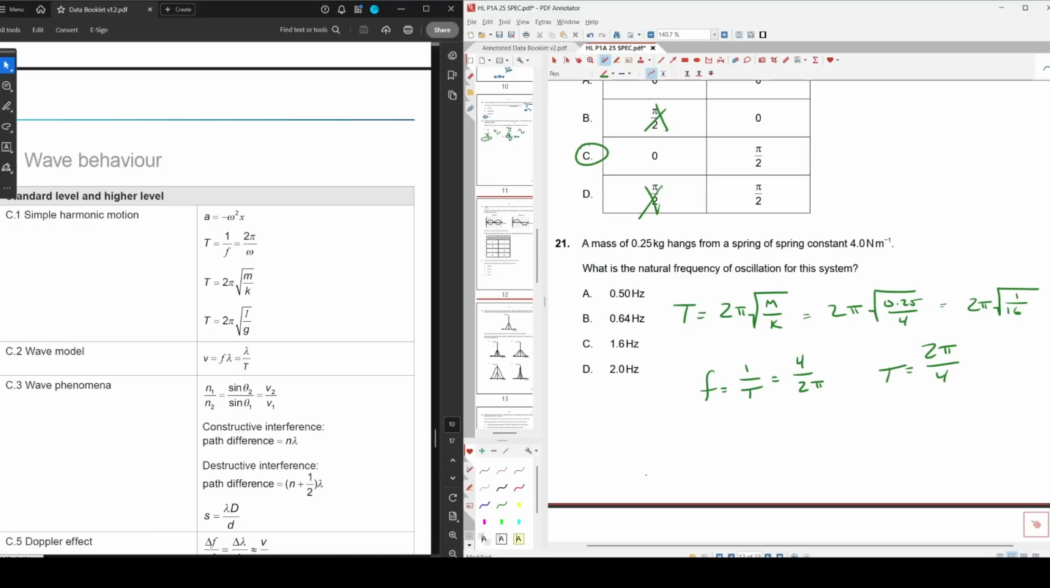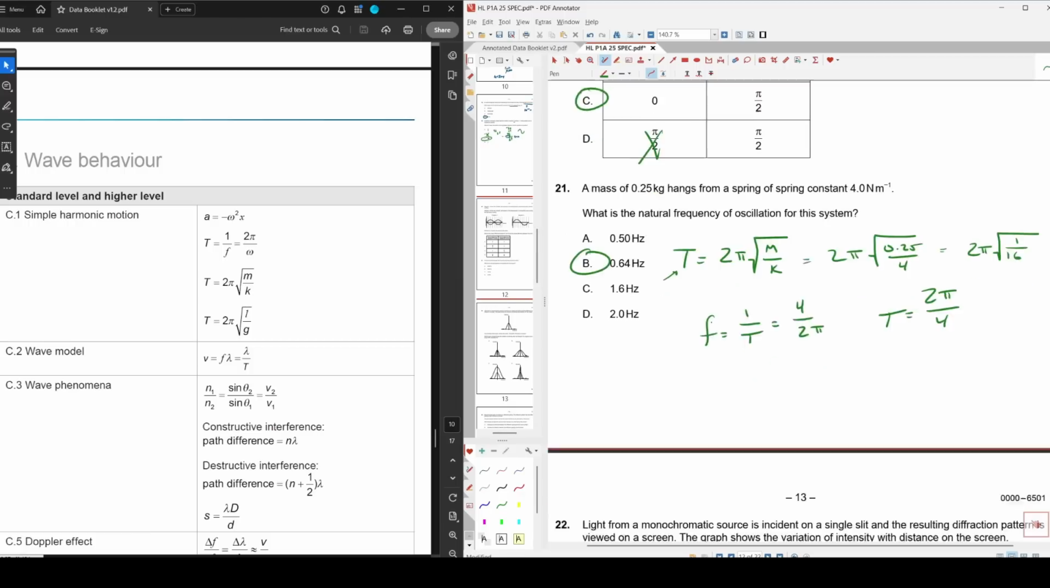So 2 divided by pi. Let's calculator this. If I do 2 divided by pi, I mean, it's got to be B, right? That should be B if I just plug that in. So just know frequency is 1 over period. That's your equation for period of a mass on a spring. Let's keep going.